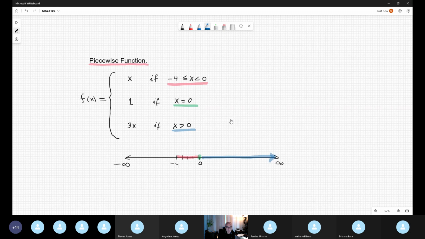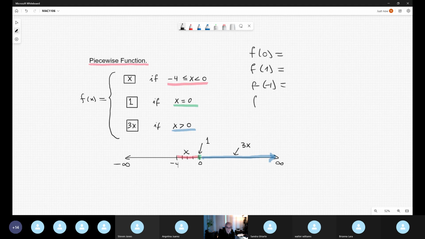So this expression, x, is used in this interval. This expression, just one number, 1, is used at 0. And this expression, 3x, is used in the rest, in the blue interval. Let me try to understand this idea. Suppose you evaluate f(0), you evaluate f(1), you evaluate f(-1), you evaluate f(40), and you evaluate f(-2).